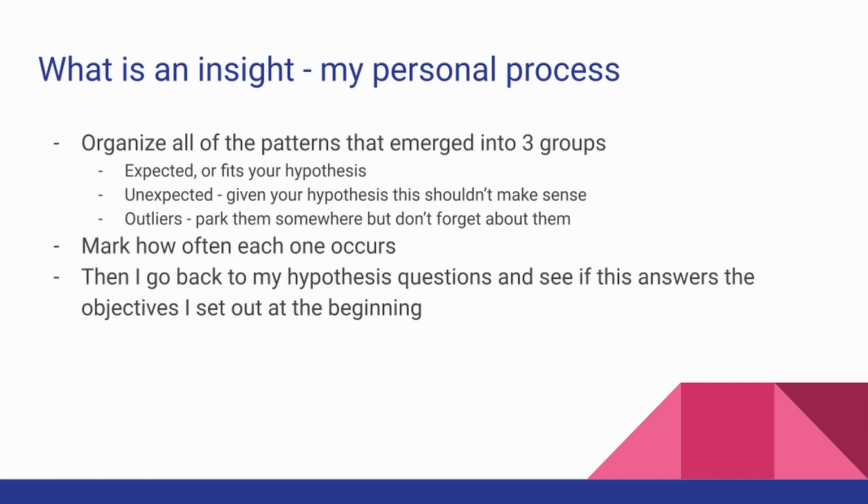The second bucket is the unexpected, given your hypothesis. This shouldn't make sense, but you're seeing it happen constantly. So clearly, this is something you need to look into and understand a bit more. And then there are the outliers, where people are using your tool for something completely unexpected. It's interesting and you don't want to forget about it, so you put these things in a third bucket.